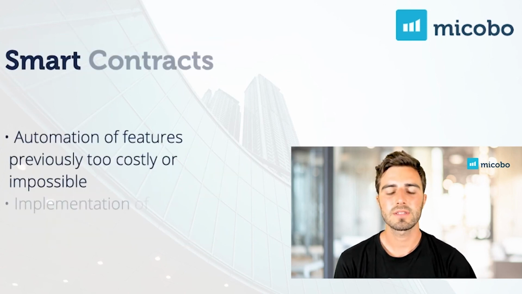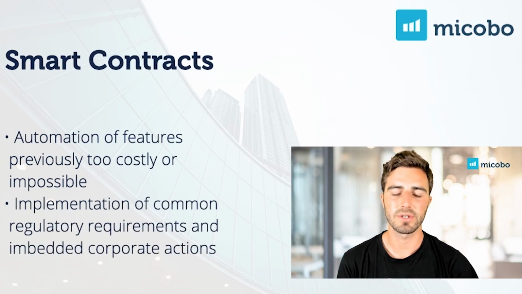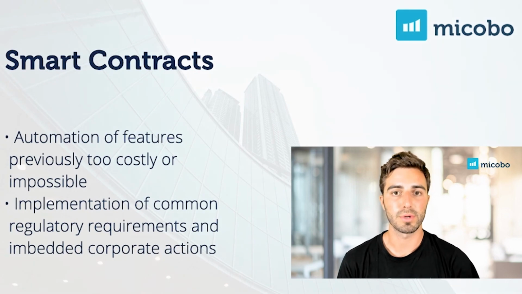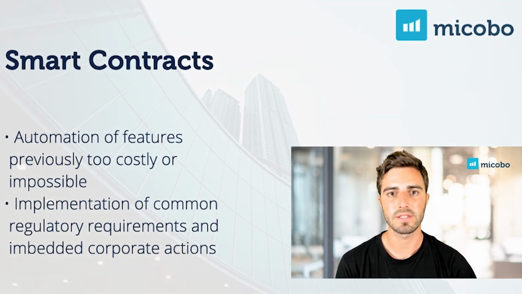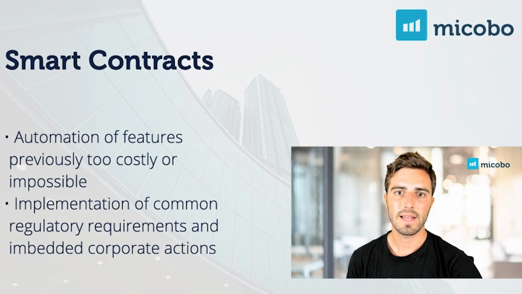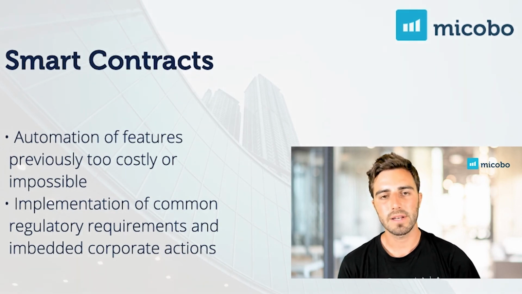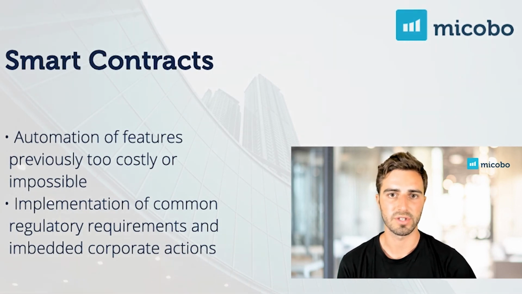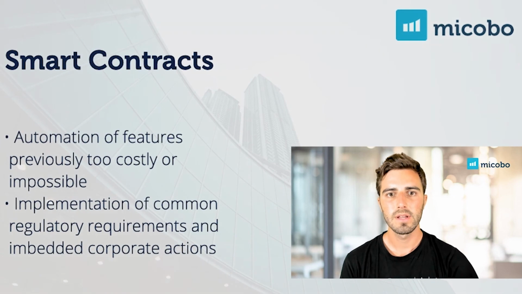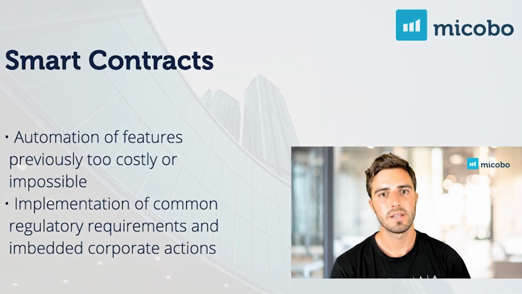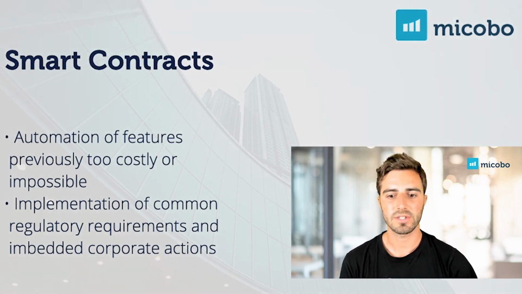By using smart contracts as a basis for a security token, features that were previously impossible or prohibitively expensive to implement in traditional financial assets can now be automated. We gathered common regulatory requirements and embedded corporate actions into our security token standard. Thanks to this, they can now be enforced automatically, reducing complexity and increasing contractual certainty.